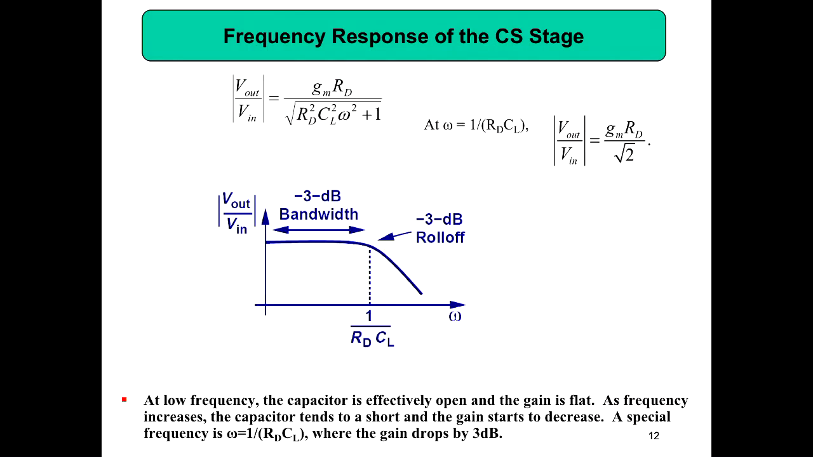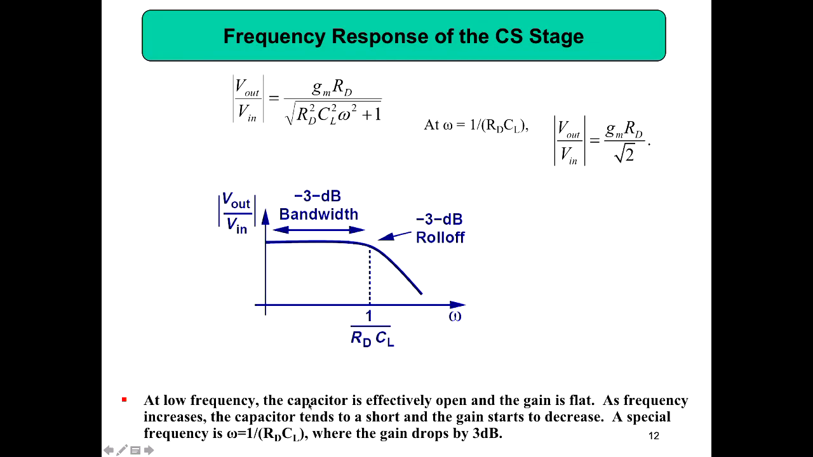Then the frequency response: V out by V in is gm RD divided by root of R squared D C squared omega squared plus 1. At omega equal to 1 by RD into CL, your gain is reduced by a factor of root 2, so that is minus 3 dB. That's the reason that is the bandwidth, the minus 3 dB roll off.